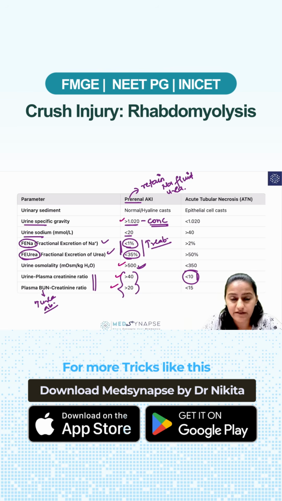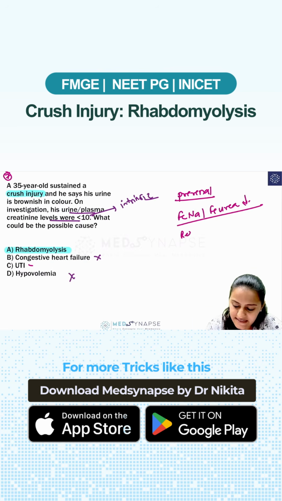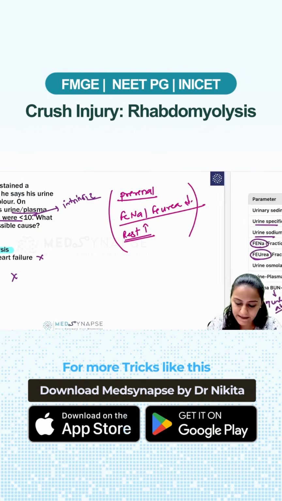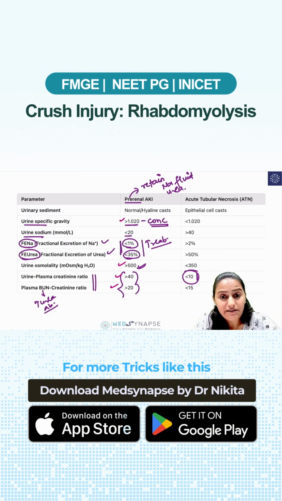Is this clear with everyone? Right, rest everything is more. Rest everything is more except for this fractional excretion. Okay, at least remember this. In pre-renal, fractional excretion is decreased, rest everything is more. Okay, it is increased. Okay? Clear with everyone? This is a very, very important table, and you get this question in almost all the exams. Pre-renal and intrinsic or intrarenal AKI.